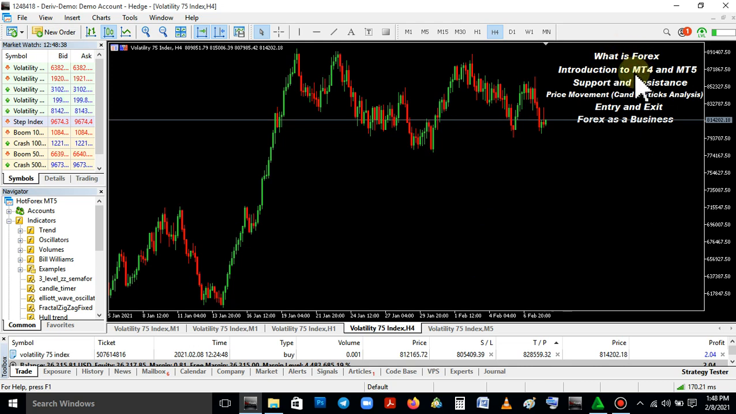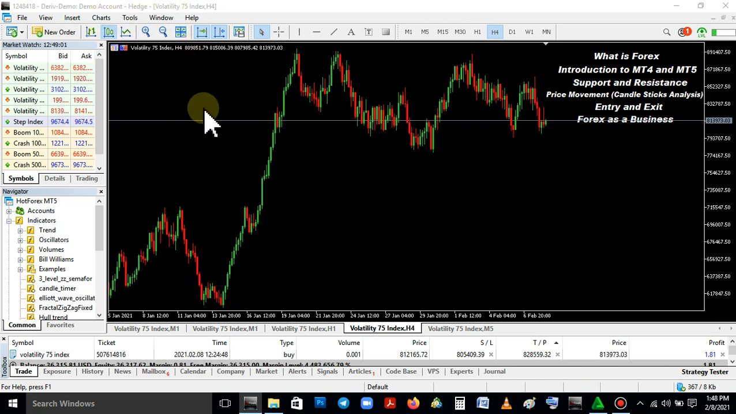So you already know what Forex is. Then introduction to MetaTrader 4 and MetaTrader 5. They actually look alike. Their mode, their build up, everything is the same. It's just the financial instruments that you can trade on each that are different. So they are actually the same.